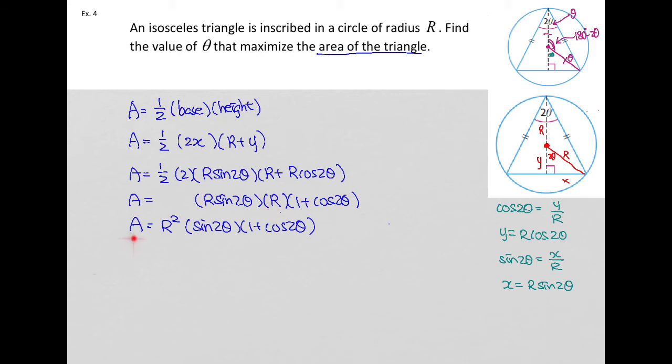So my area equation can be simplified to r squared times sine 2 theta times 1 plus cosine 2 theta. Now we are ready to find the restriction of our domain, theta. So let's go back to this diagram again. Because this is a right triangle, that means this angle is already 90. That means the maximum angle 2 theta can be is 90 degrees, but not equal to 90. Otherwise, you don't have a triangle.